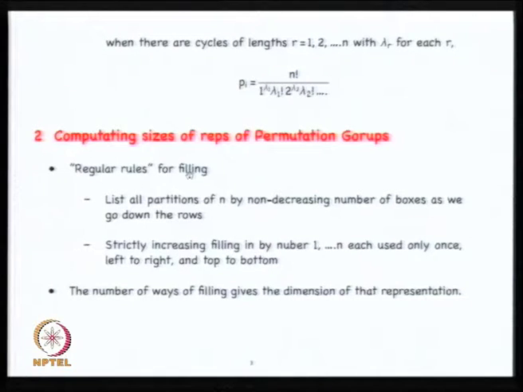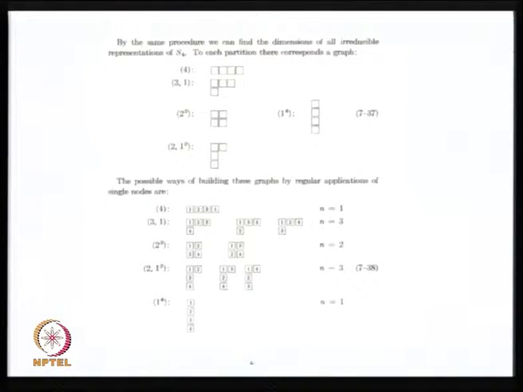Okay. So, the rules for filling are that, so let us first look at the example. Suppose I have to deal with S.